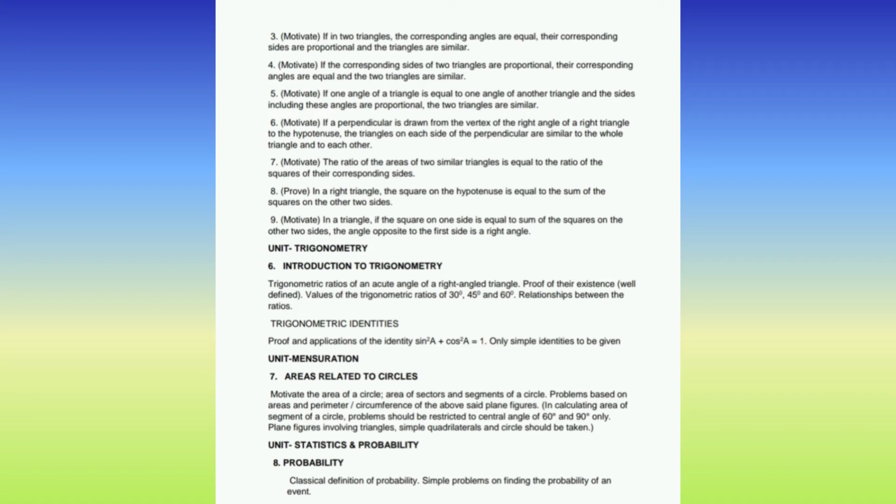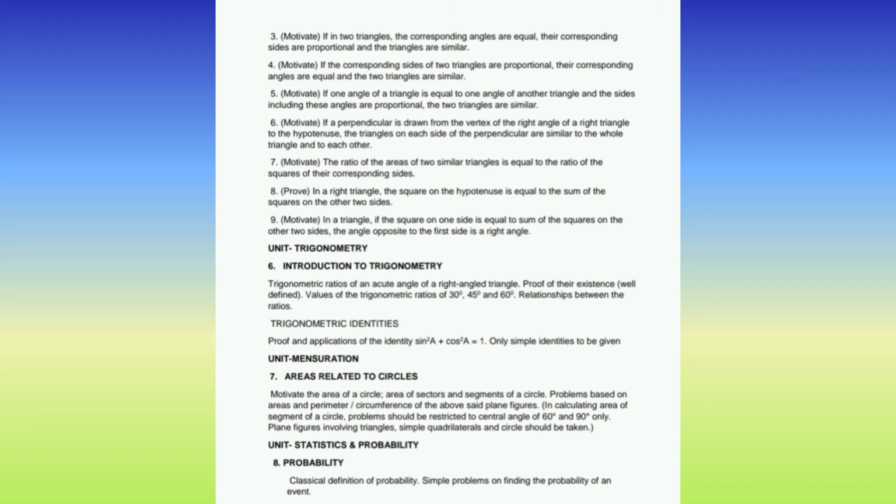The ratio of the areas of two similar triangles is equal to the ratio of the squares of their corresponding sides. The corresponding sides will be given, and one area of a triangle is given. You have to find the other area. Just as an example, triangle ABC and triangle PQR are similar, and the sides AB and PQ are given, such as AB is 6 cm and PQ is 3 cm, and the area of ABC is also given. Then you have to find the area of PQR.